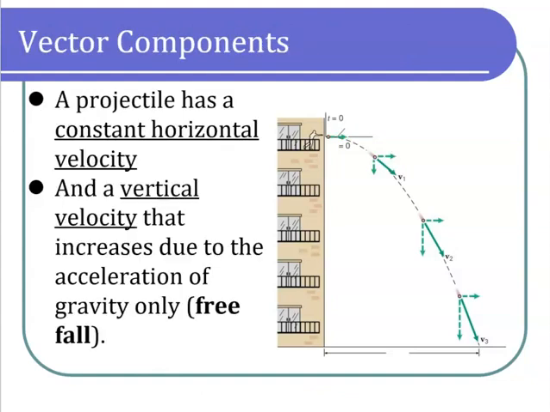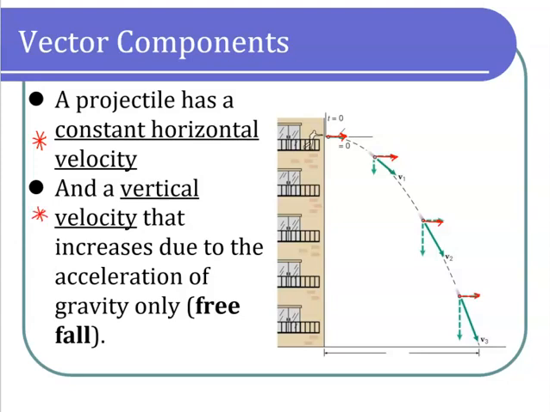Now, when we look at horizontal motion, the velocity of our object is going to be constant. The horizontal motion is always going to stay the same. It's never going to speed up. It's never going to slow down. It's going to be constant.